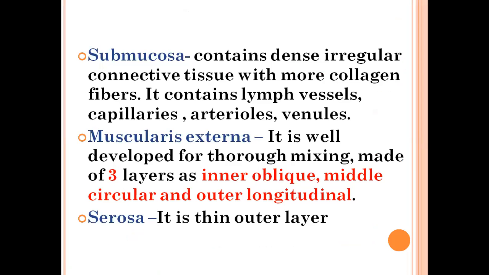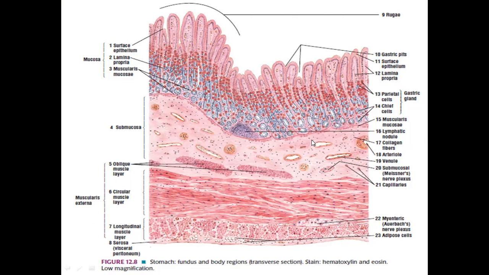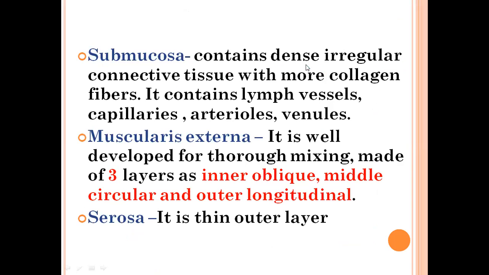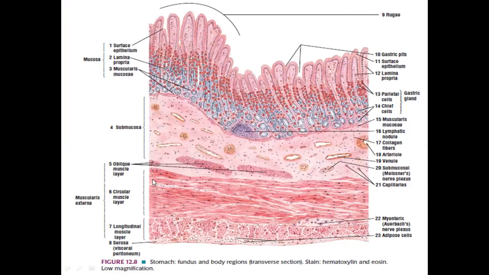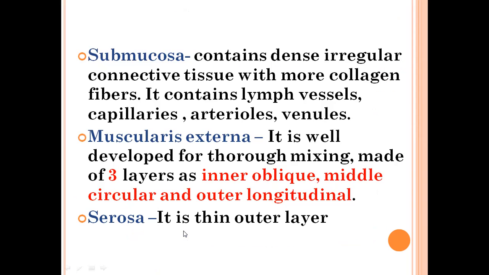The submucosa, you can see here, is all dense irregular connective tissue, where we have collagen fibers, elastin fibers, blood vessels, and certain glands. It contains lymph vessels, capillaries, arterioles, and venules. Muscularis externa: innermost is the oblique muscle layer, middle is the circular muscle layer, outermost is the longitudinal muscle layer. The outermost thin peritoneal covering is serosa.